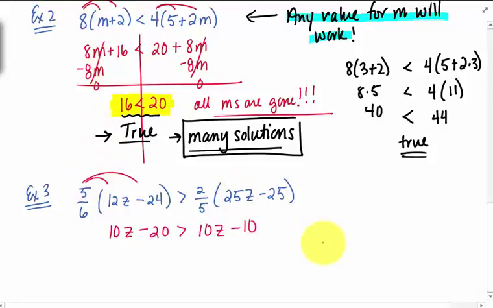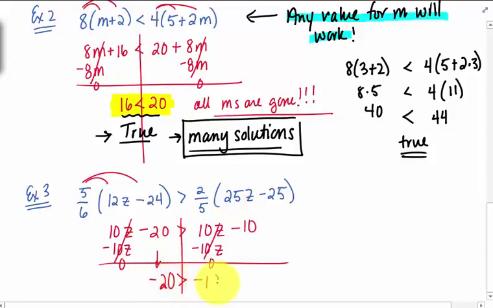When you distribute, you get 10z minus 20 is greater than 10z minus 10. And look at that right away. Those two things are similar. They're almost alike, but not quite. You have 10z's on both sides, but the number you're subtracting is different. So if we eliminate the variables from one side, let's subtract 10z from the left. If we do that, we have to do exactly the same thing from the right-hand side. You end up with no z's on the left, no z's on the right, which leaves you just with negative 20 being greater than negative 10.